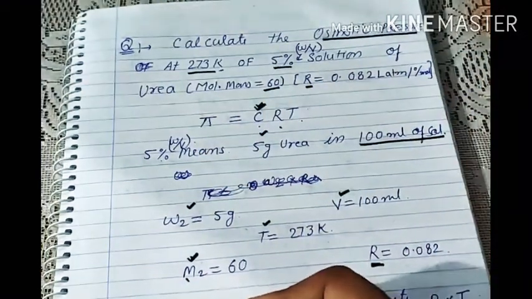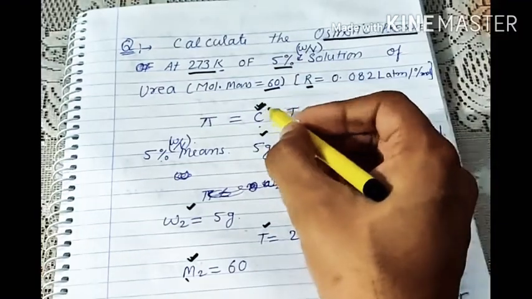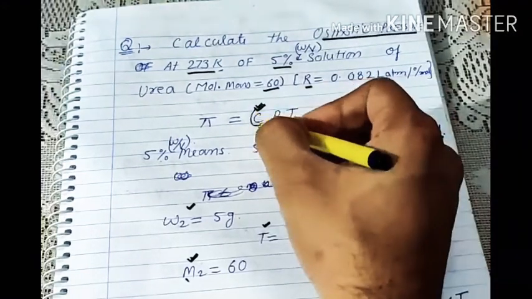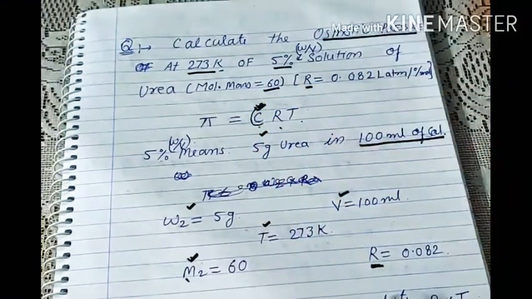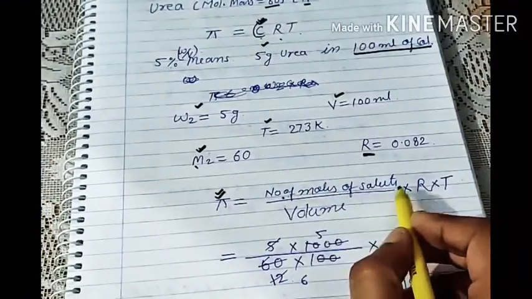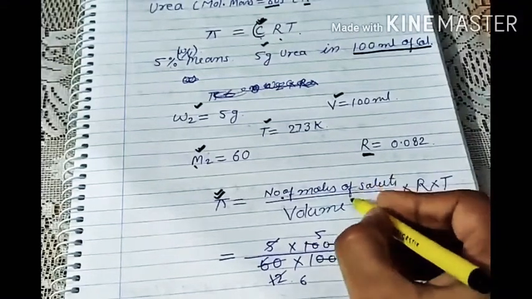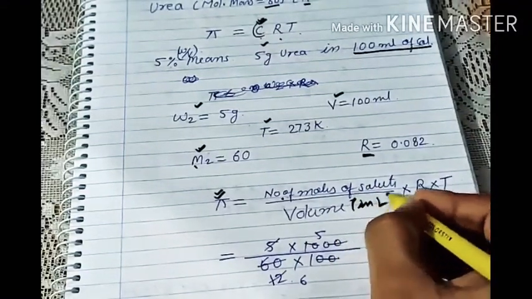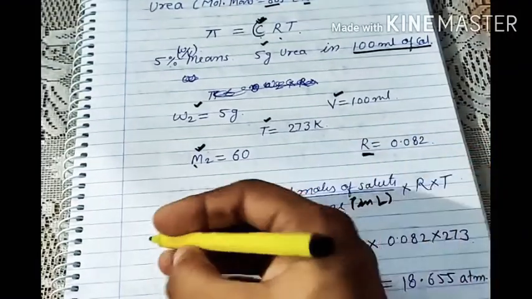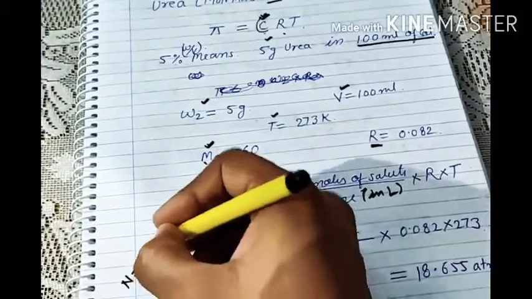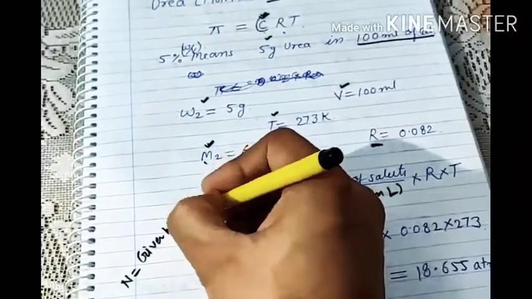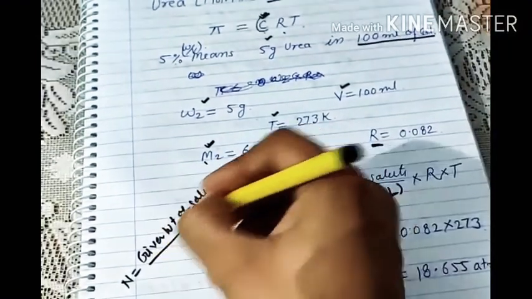Now, what is osmotic pressure? Osmotic pressure is what? Molarity into R into T. Molarity, formula of molarity is what? Number of moles of solute divided by volume in liter, R into T. And number of moles of solute means, we know number of moles. Number of moles is equal to what? Given weight of solute divided by molar mass.